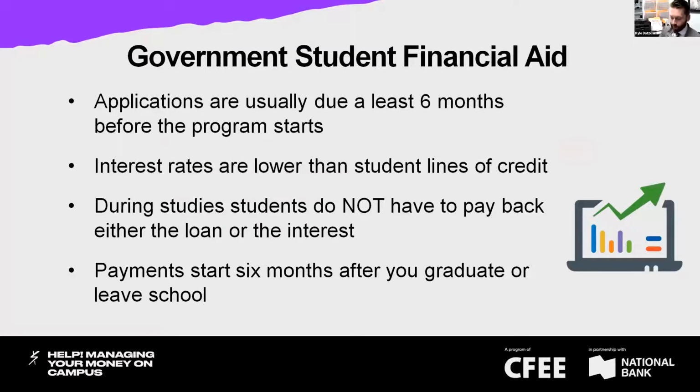Now, as we talk about government student financial aid, when we're looking at, okay, we've got the free money, what are the other options? The other options are that you'd be able to borrow as well. That's something to consider too. For government student financial aid, you have to apply 6 months before the program starts. Interest rates are typically lower than any other student debt, like a line of credit or any other options that may be available. You do not need to pay back the loan or interest while you're studying.